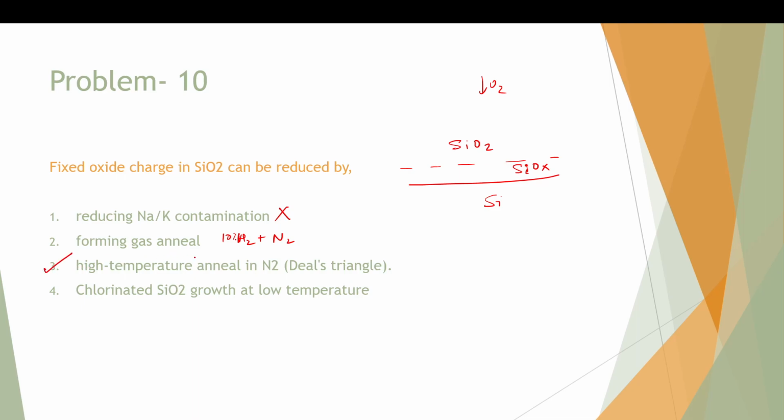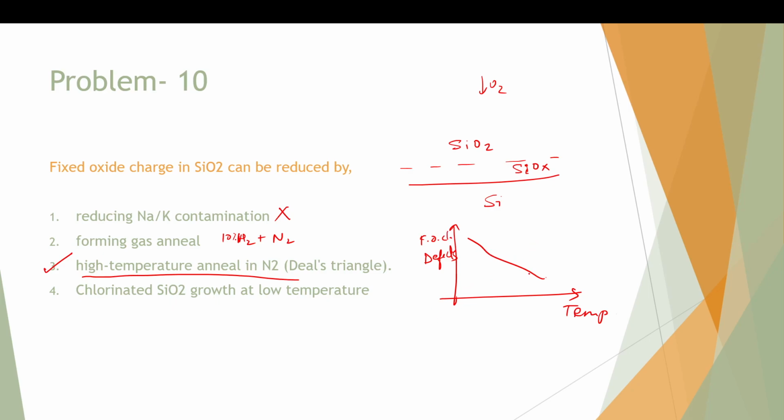The correct answer is actually high temperature annealing in nitrogen ambient. If you remember, this was taught in class as a part of the discussion on Deal's triangle. The professor had discussed that as we go to higher temperatures, the number of defects, as a function of temperature, would fall down. So basically, high temperature anneal is a beneficial step for reducing the fixed oxide charge defects.